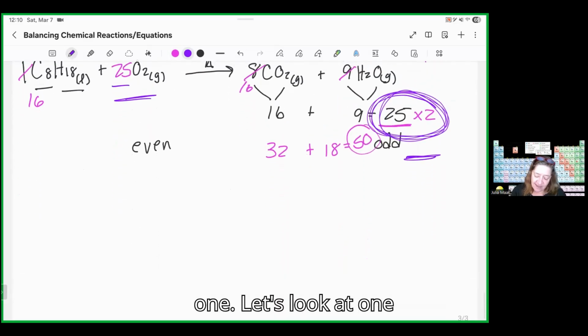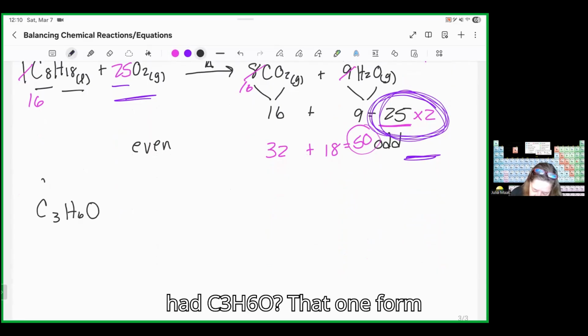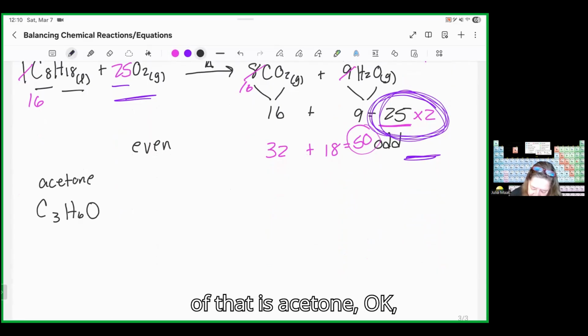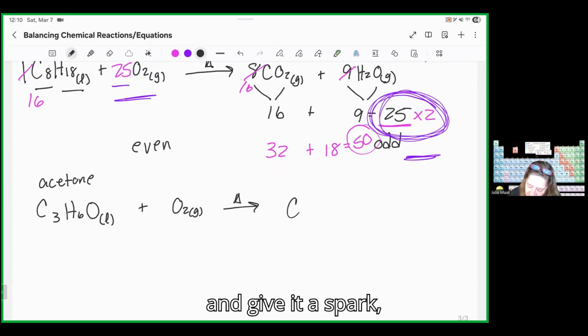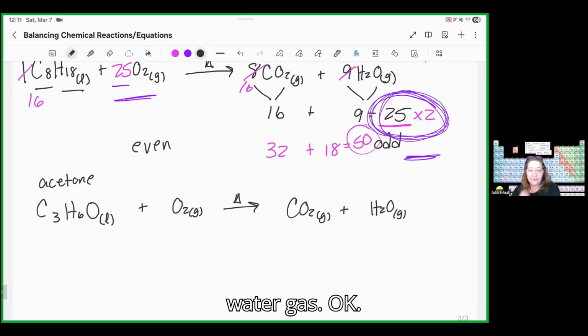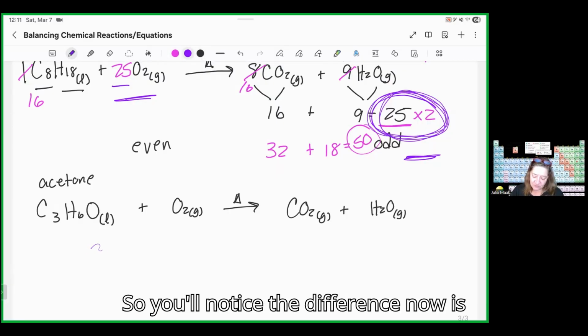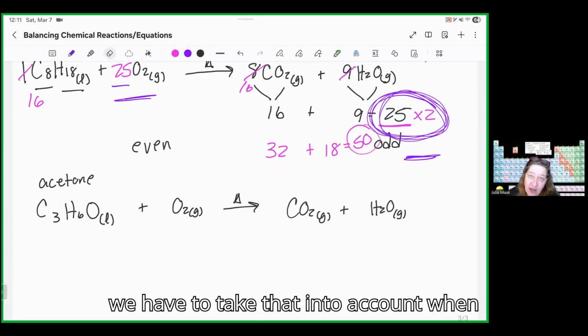Let's look at one that has oxygens in it. Okay, so what if I had C3H6O? One form of that is acetone. Okay, and it is a liquid. If I add oxygen gas and give it a spark, it's going to create carbon dioxide gas and water vapor, water gas. Okay, so you'll notice the difference now is this one has oxygen in the compound. So we have to take that into account when we look at our oxygens.